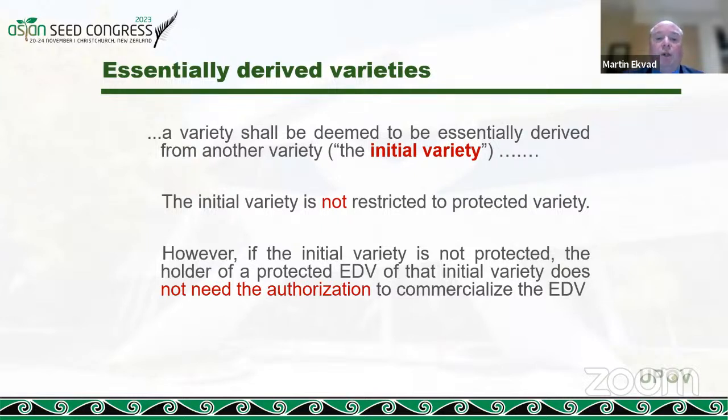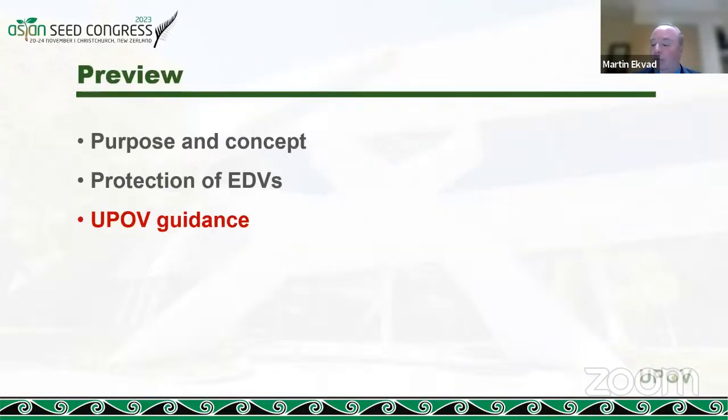So just a couple of words about the initial variety. A variety shall be deemed to be essentially derived from another variety, the initial variety, and the initial variety is not restricted to protected varieties, actually. However, if the initial variety is not protected, the holder of a protected EDV of that initial variety does not need authorization to commercialize the EDV. Next slide, please.